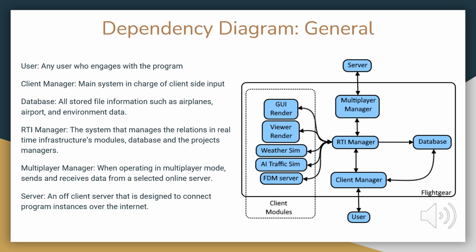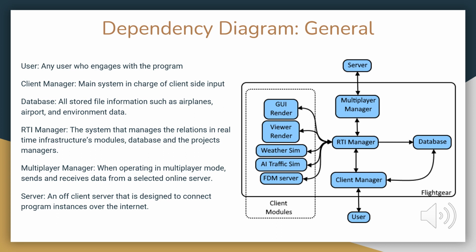Alright, so now we're going to talk about the dependency diagram, and we're just going to talk more about the general dependency diagram. As the diagram shows, we have the user part, and then we've got the client module, and then we've got the database, the RTI managers, the multiplayer manager, and then the server.